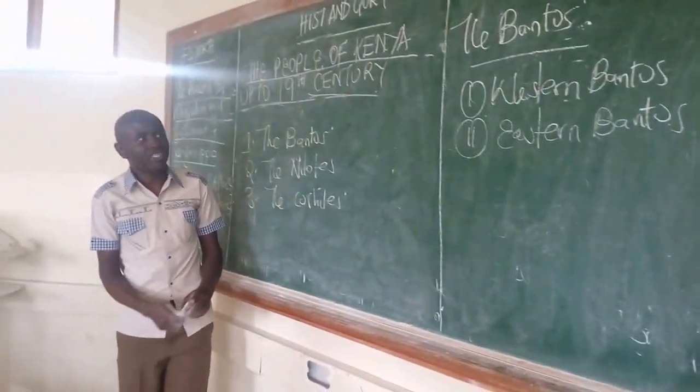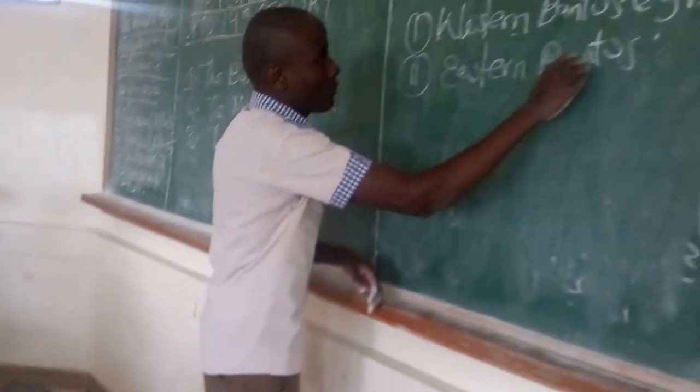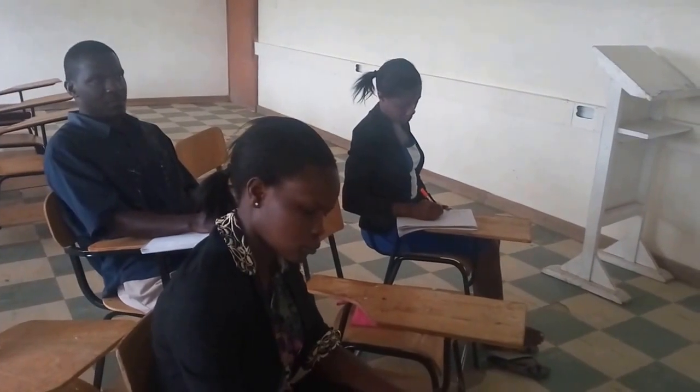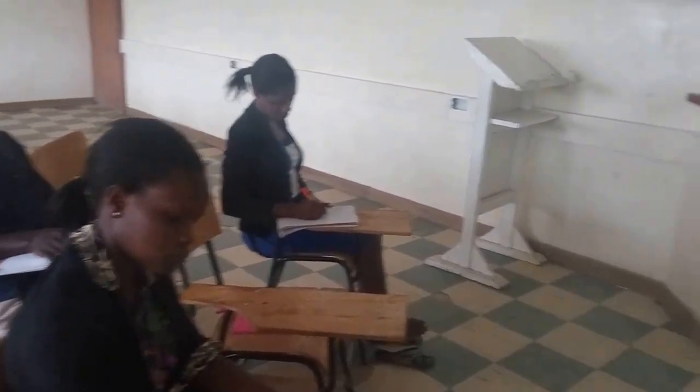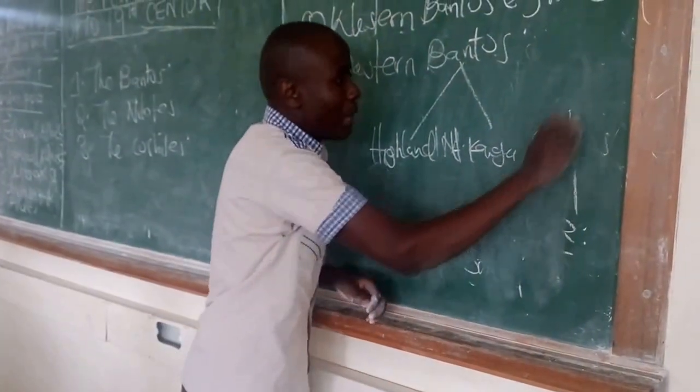Now, under Western, which are these examples? Patrick? Under Western, we have Abagusi. Yes, for example, we have Abagusi. Under Eastern? Eastern is further divided into island Bantus and coastal Bantus. Another name for island Bantus is Mount Kenya Bantus. Also we have coastal Bantus.